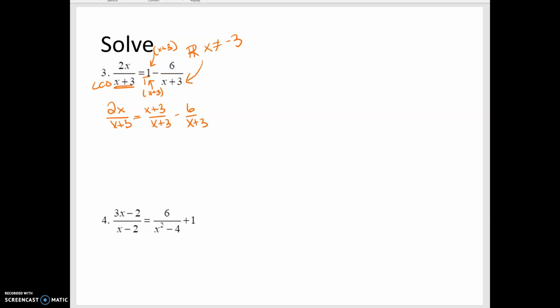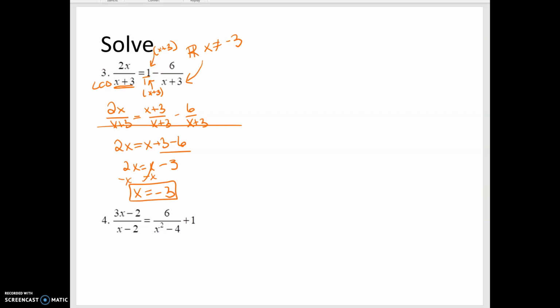Okay, when this happens, all of these cancel. Okay, your denominators are all the same, so you're really just focused on the numerators at this point. So I have 2x equals x plus 3 minus 6. Go ahead and combine those like terms. Subtract your x over. So you get x equals negative 3.